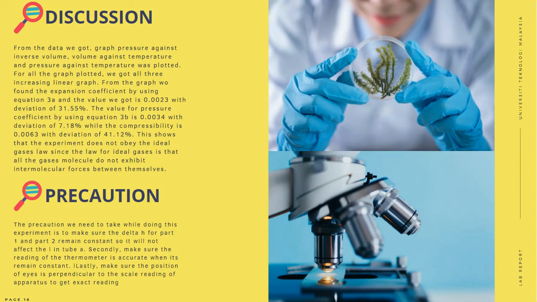And as for the precautions we need to take before doing this experiment, we need to make sure that the delta H for part 1 and part 2 remain constant, because for part 1 and part 2 we are using the same delta H value, so it will not affect the length in tube A. Secondly, we need to make sure that the reading of the thermometer is accurate when it remains constant. Last but not least, we need to make sure the position of our eyes is perpendicular to the scale reading of the apparatus to get the exact reading.